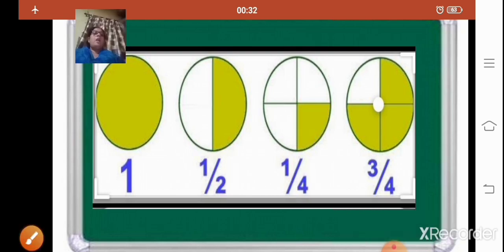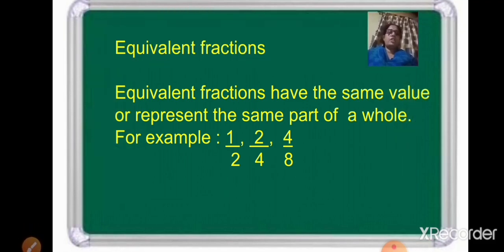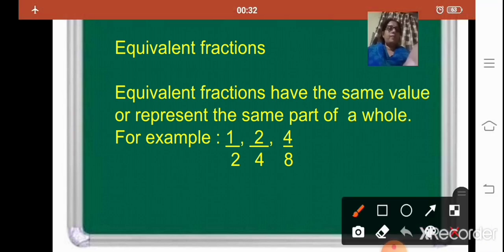Okay. Now let us understand what are equivalent fractions. Equivalent fractions are those fractions which have the same value or represent the same part of a whole. For example, here 1/2, 2/4 and 4/8 are examples of equivalent fractions. Now 1/2 means the whole is divided into 2 equal parts, and out of that one part is taken. 2/4 again means the whole is divided into 4 equal parts, and out of that 2 parts are taken.